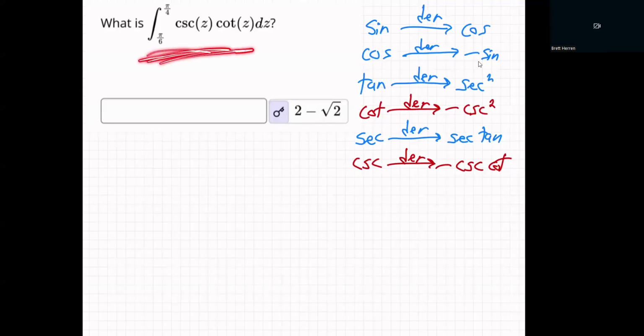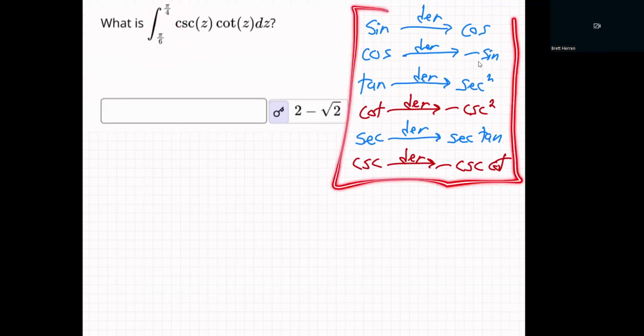What is the integral from pi over 6 to pi over 4 of cosecant z cotangent z dz? Well, when you're looking at things like this, you probably want to have these in your notes, the formulas for the derivatives of all the trig functions.